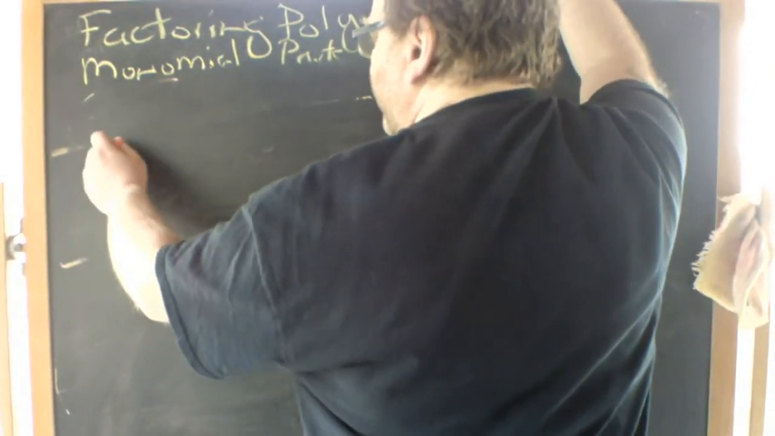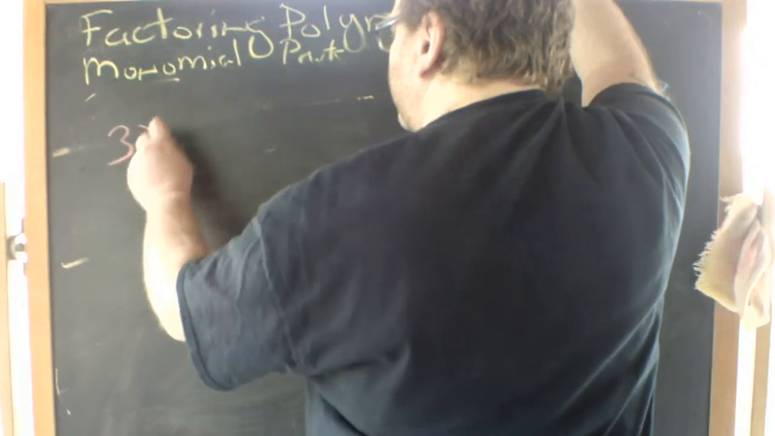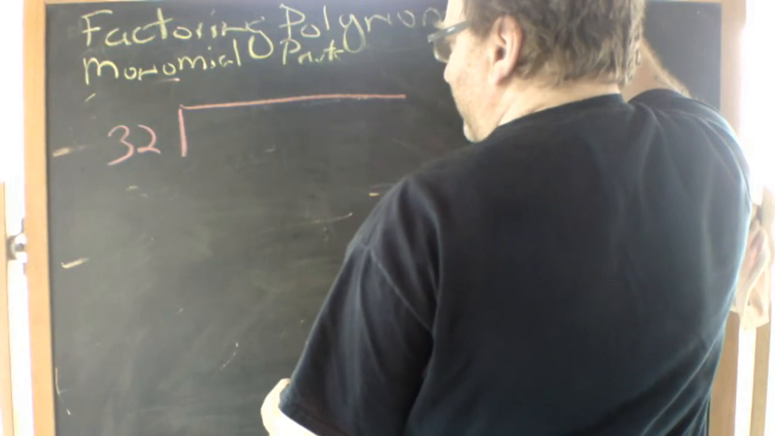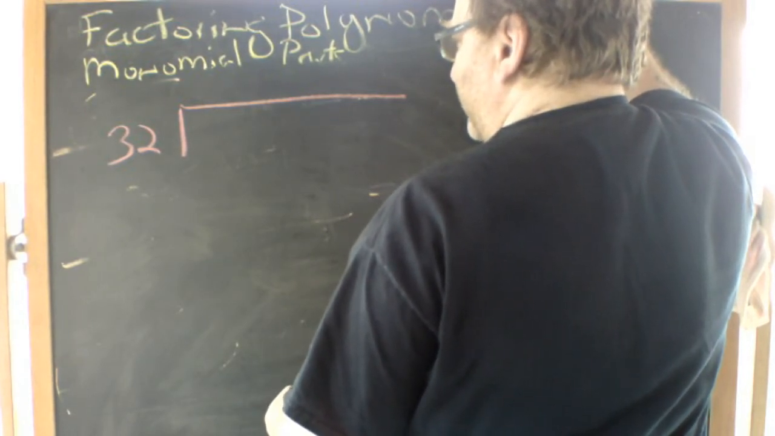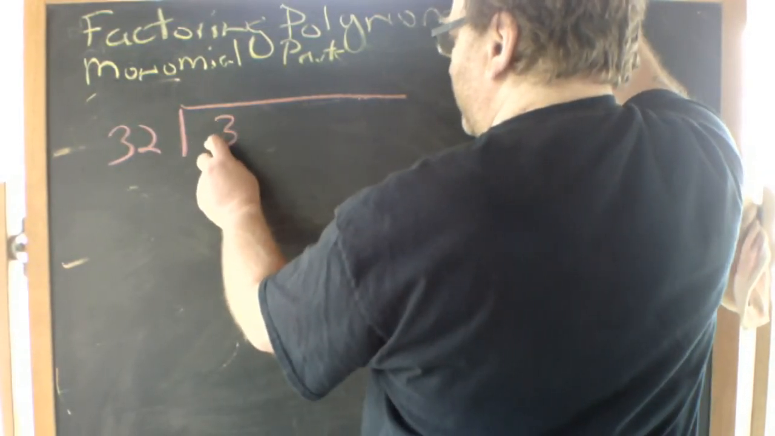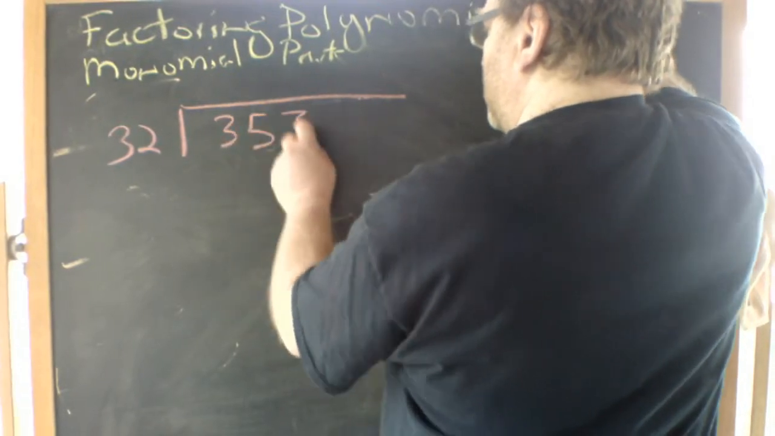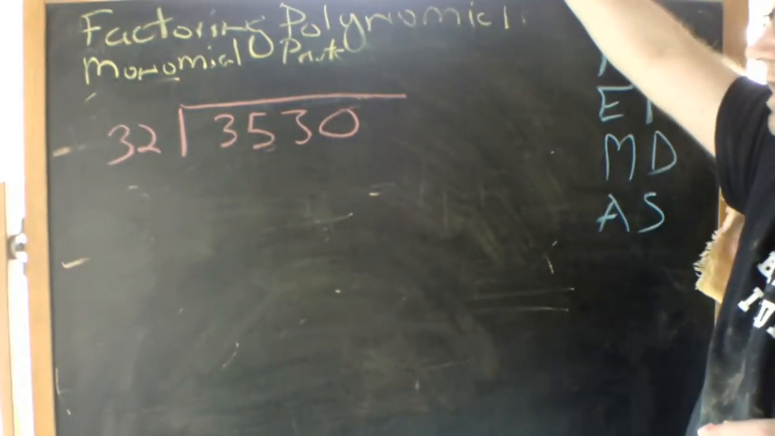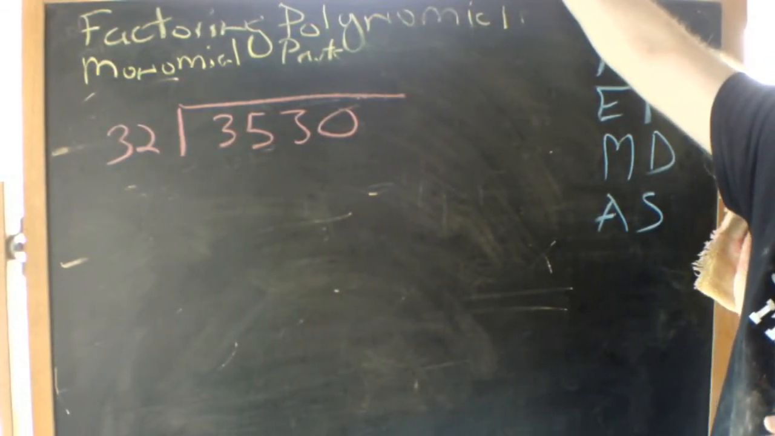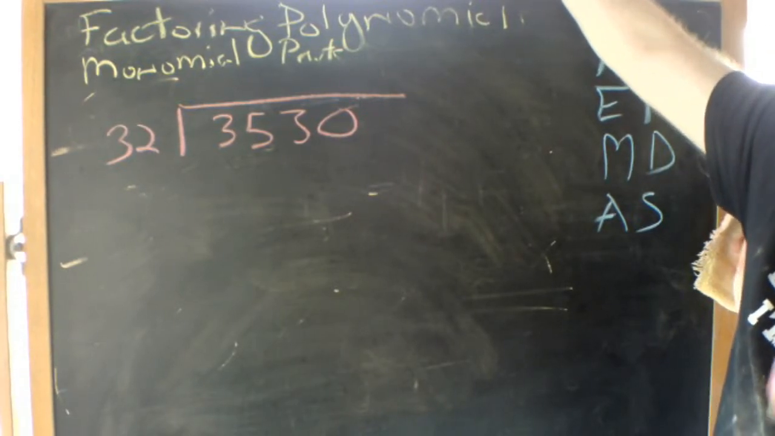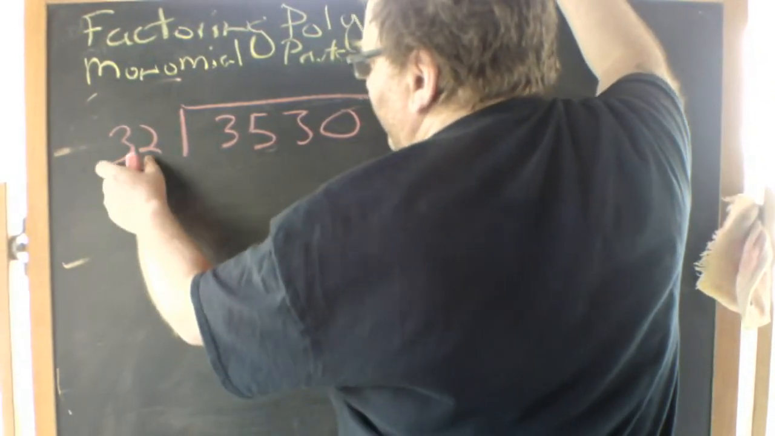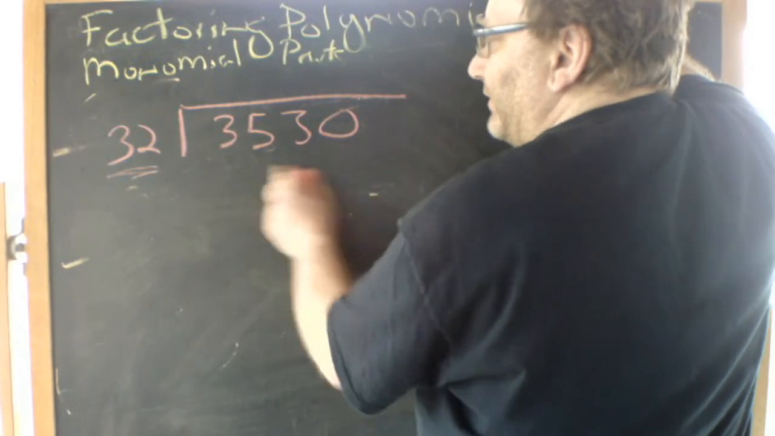But I'm going to review division for a second here. I'm going to do 32 into 3500. When doing long division, place value became important. What numbers were in particular places. And so we were able to think of this whole thing as sliding across the places that were available.